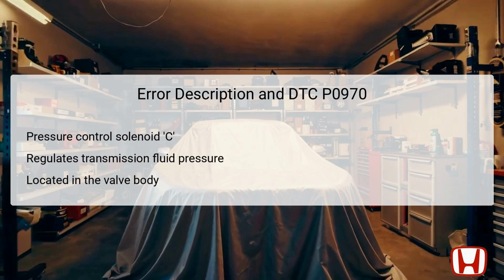The pressure control solenoid C, primarily responsible for regulating fluid pressure in the Honda Civic's CVT, plays a crucial role in shifting performance. Proper fluid pressure is essential for smooth gear changes, and any malfunction in this component could lead to performance deterioration. The solenoid is typically situated within the valve body of the transmission, along with other key components that manage fluid dynamics. Given its critical function, an error in its circuit affects not just performance, but can also lead to more serious transmission faults if not corrected.